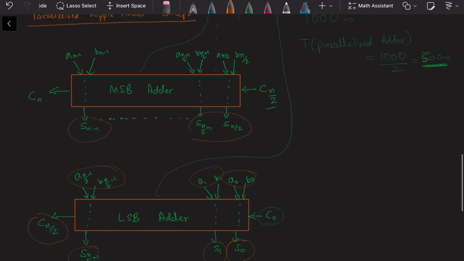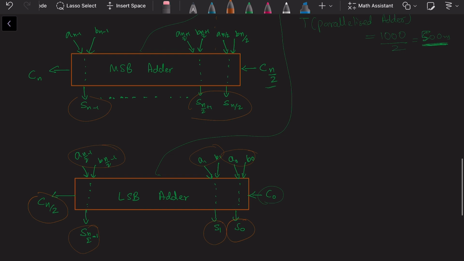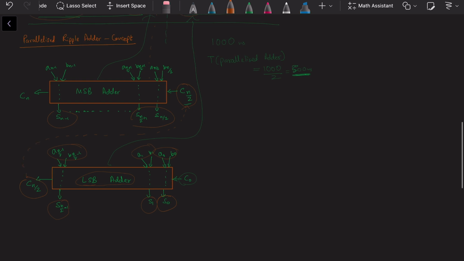Okay, now what we are seeing is that although we might have broken our adder into two parts, there's a dependency here, right? The MSB adder expects a Cn/2, which it's supposed to get out of the LSB adder. Now, what if we come up with a bit of a clever design, right?